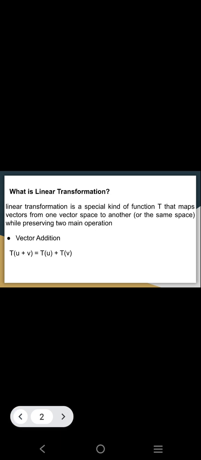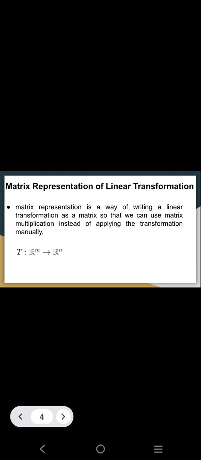In vector addition, T is a special kind of function, and U and V are two vectors. For vector addition, T of U plus V equals T of U plus T of V. In scalar multiplication, C is the scalar, and T of Cu equals C times T of U.